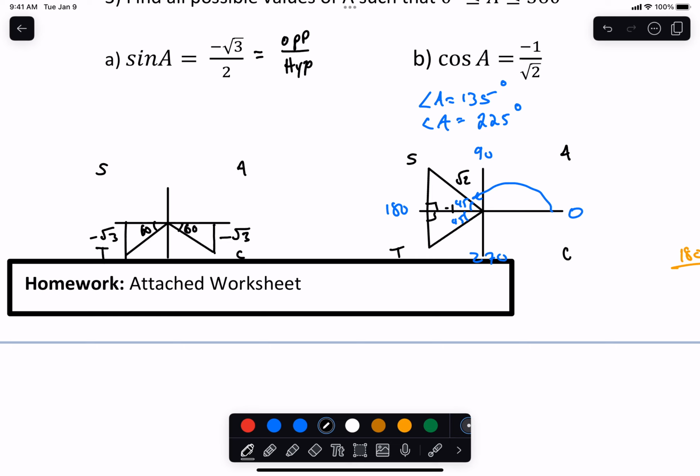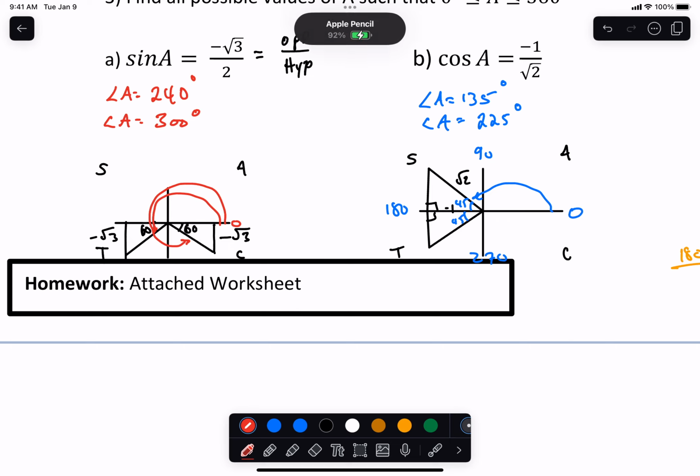So what makes those two angles? 0 to what? 240. Yeah, the 180 plus 60 would be 240. And angle A is also going to equal 0 all the way to what? 300. So that'd be 360 minus the 60 degrees that I just drew there, right? So 300 degrees. Is that enough of those?